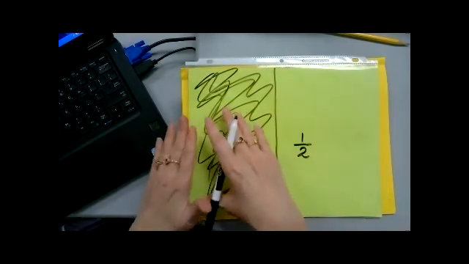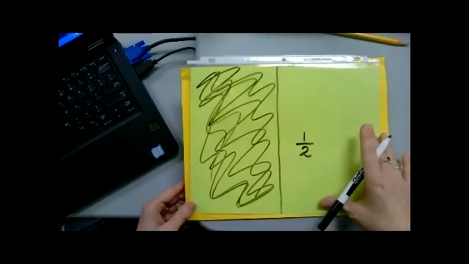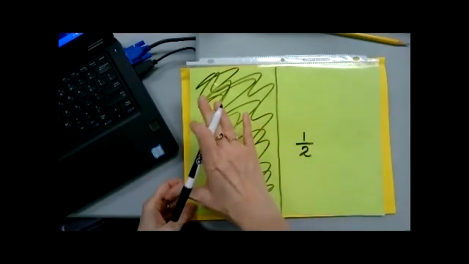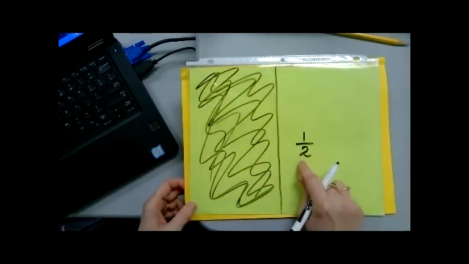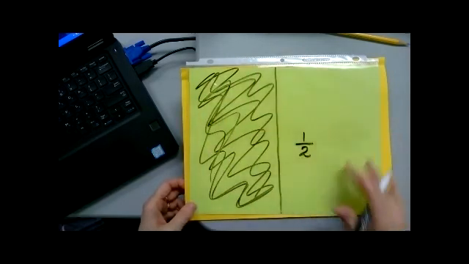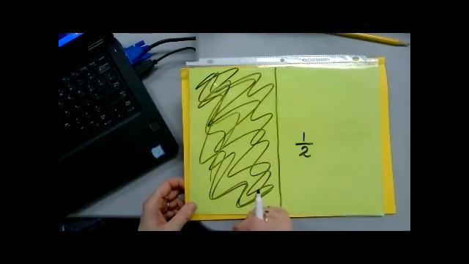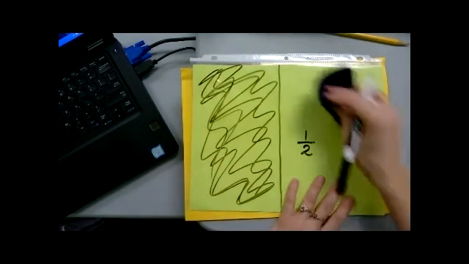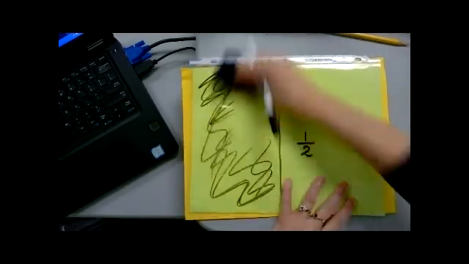One part was colored out of the two parts altogether. So 1 represents the part that was colored, or shaded in, and 2 represents how many parts altogether we have, okay? So 1/2, this represents 1/2, or it's been divided into half, okay?